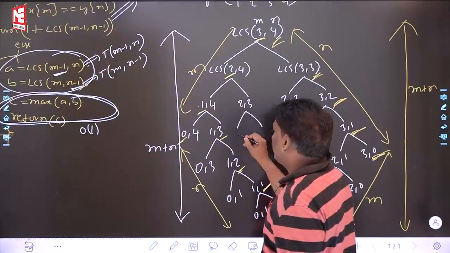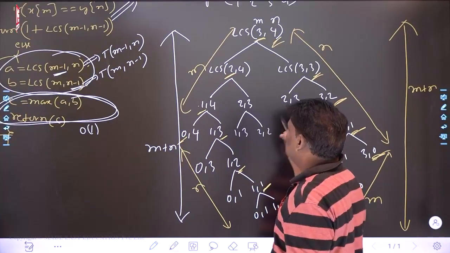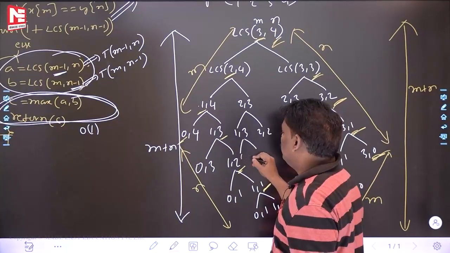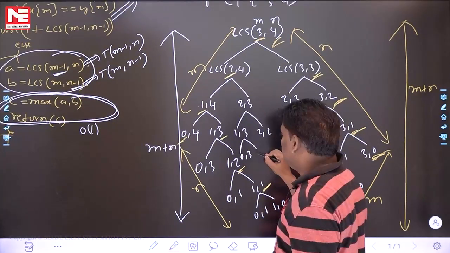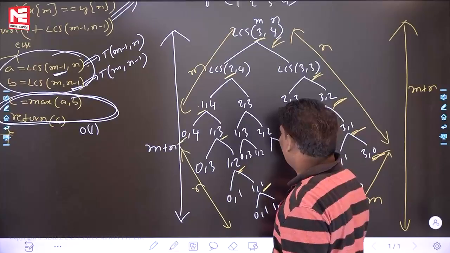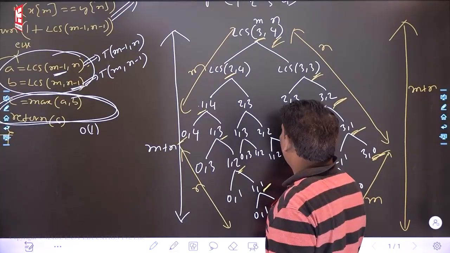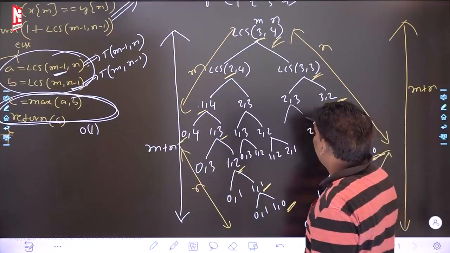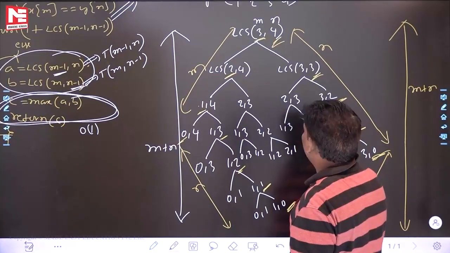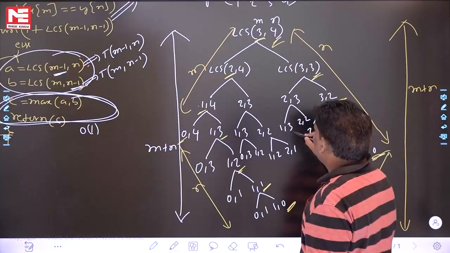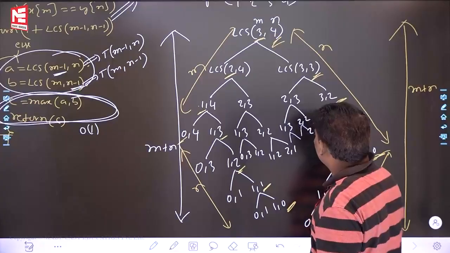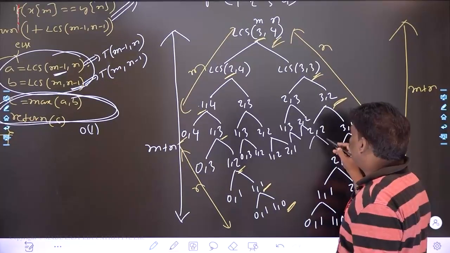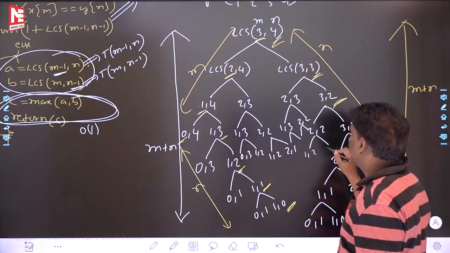2 3, same. What is the answer? 1 3, 2 2. What is the 1 3? 0 3. What is the answer? 1 2. What is the 2 2? 1 2, 2 1. What about 2 3? 1 3, 2 2. Right? So this also expanded. What is the 2 2? Only for namesake I am expanding. The answer is 1 2, 2 1.